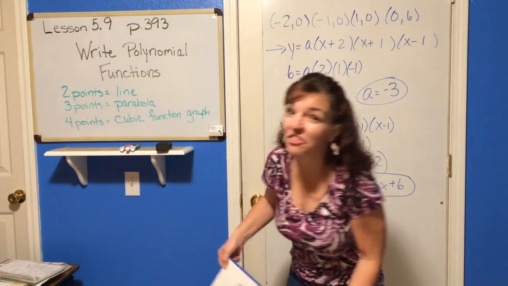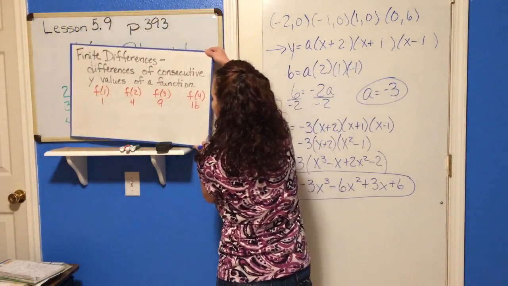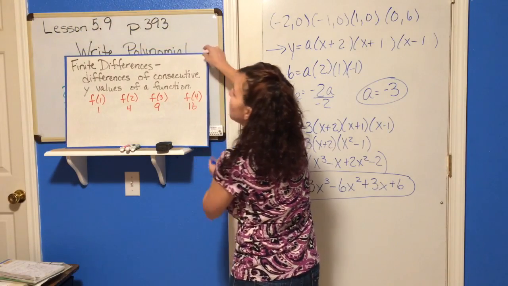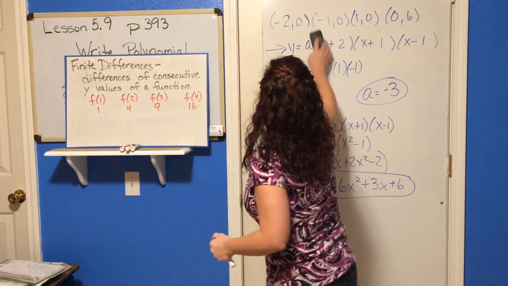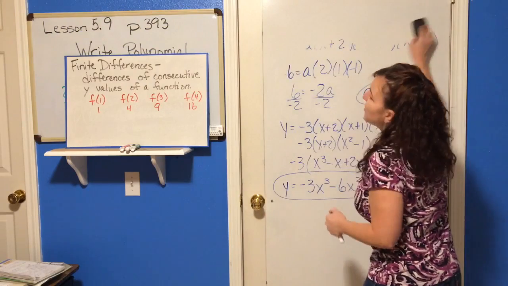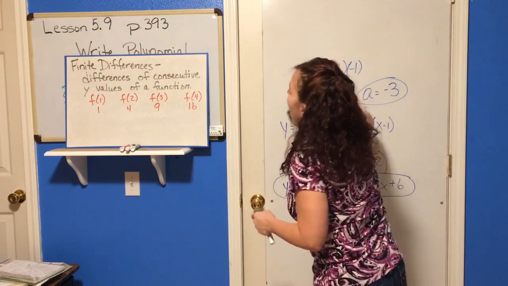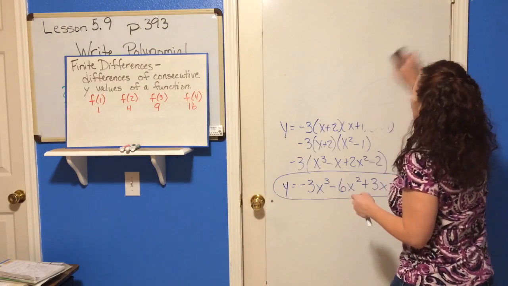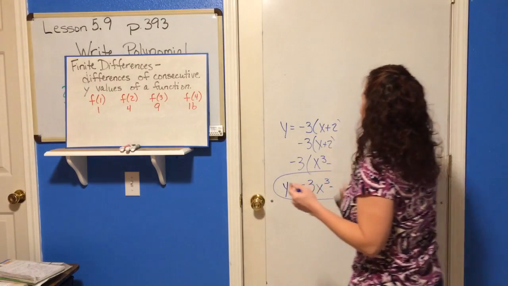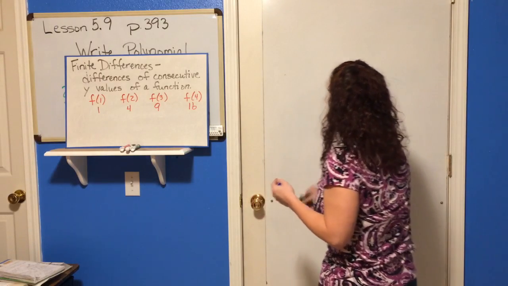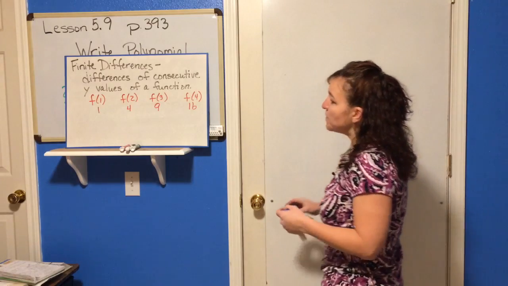The next thing is kind of fun, actually, because I love patterns. The next thing is finite differences. Finite differences are the differences of the consecutive y values of a function. All right, so that sounds all confusing. Let me break it down, and let's look at an example, and then it will make all sorts of sense.